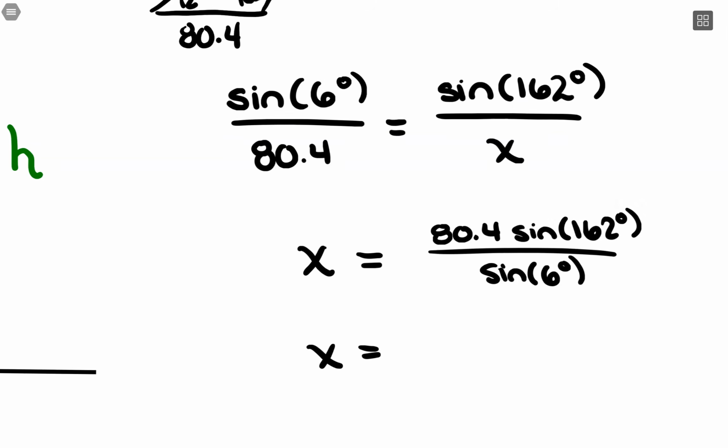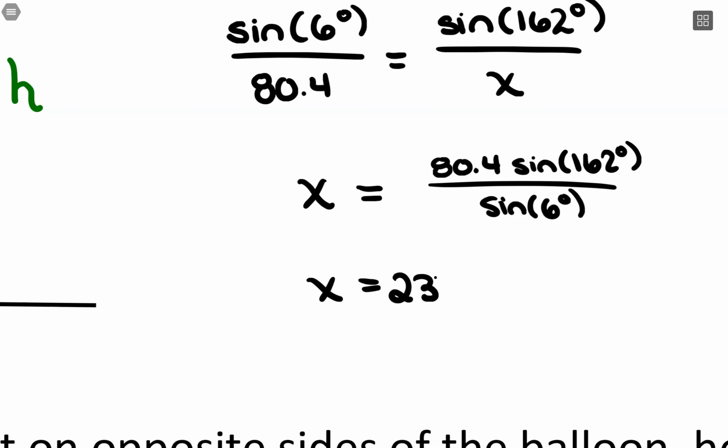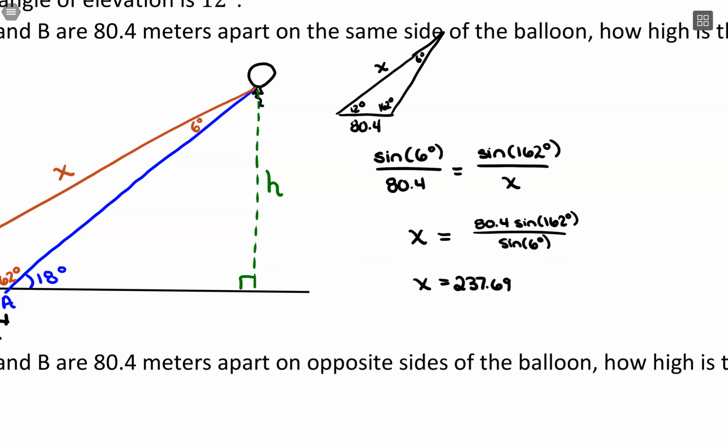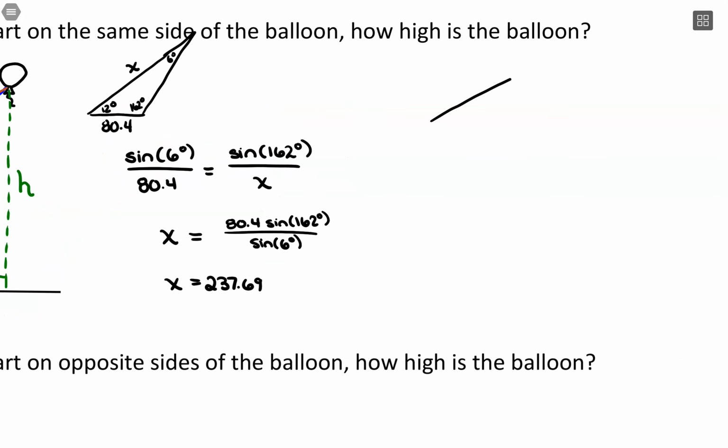And that's going to give x of 237.69. So what we just found there is this side length out here. So now if I look at my right triangle, I have more information. If I grab this big right triangle with that balloon, where this is our height, out here was our 12 degrees, and then we just found this side length of 237.69.